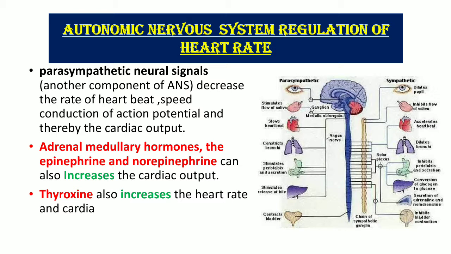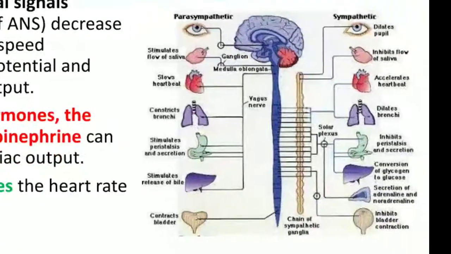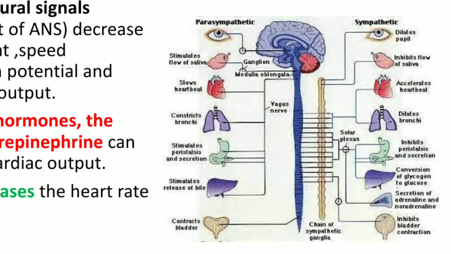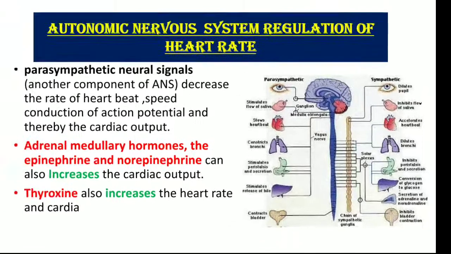You all know the parasympathetic nervous system and the sympathetic nervous system. You can see here, this is the sympathetic and this is the parasympathetic nervous system. The parasympathetic nervous system slows down the heartbeat, whereas the sympathetic nervous system accelerates the heartbeat, which increases it. So the sympathetic nervous system accelerates the heartbeat, and who will slow it down? The parasympathetic nervous system. Now we will discuss the hormones also.